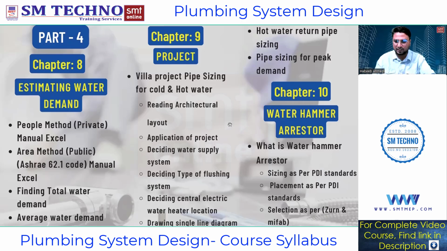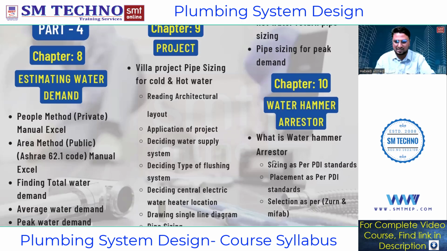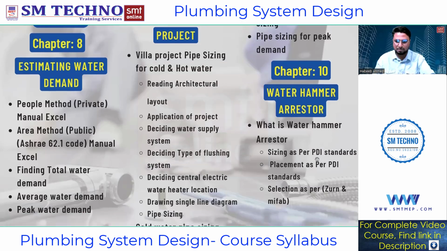Next, chapter number 10, still in part number 4. In chapter number 10, we have water hammer arresters. So we'll again be seeing what a water hammer arrester is, and we'll be sizing the water hammer arresters as per the PDI standards, that is Plumbing Drainage Institute. And we'll be placing a water hammer arrester as per the same PDI standards, and selection will be dealt with as per these 2 catalogs. One is Zurn and one is MIFAB, which are manufacturers for this. So by using that catalog, when you get a value, one can select.